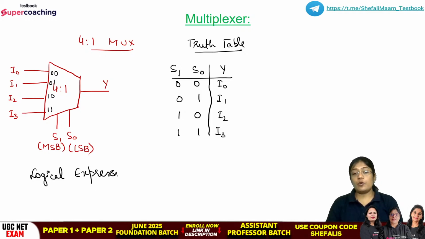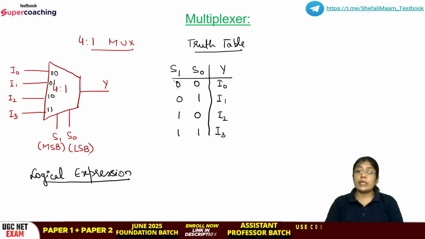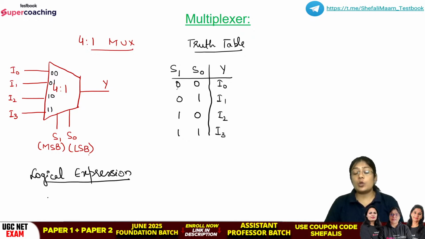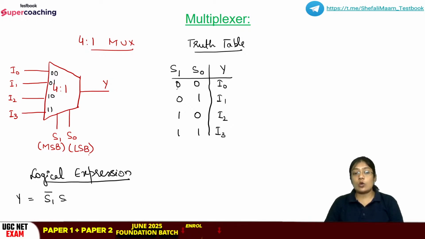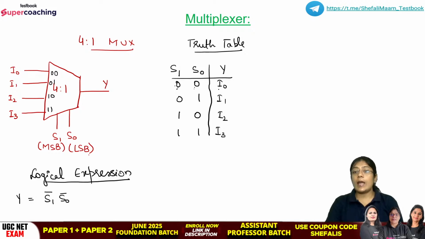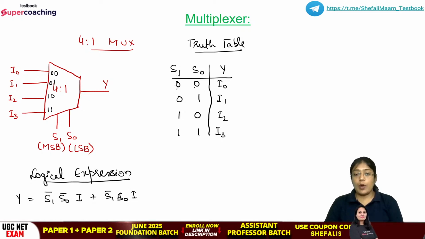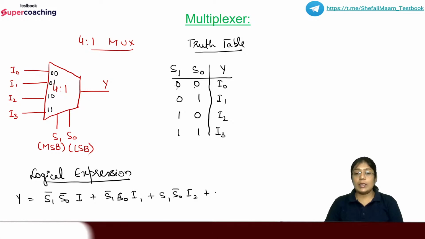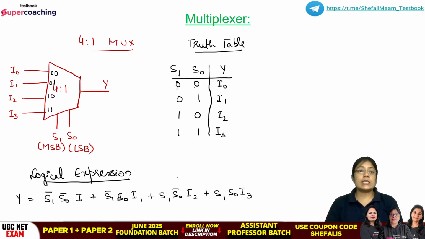Logical expression for the 4:1 multiplexer: here S1 has the value 0 and S0 also has the value 0. That means both the terms will be taken as complemented variables, S1 complement S0 complement, because both values are 0, and the output is I0 plus S1 complement S0 I1 plus S1 S0 complement I2 plus S1 S0 I3. Okay, you could directly write it from 0 0, 0 1, 1 0 and 1 1.